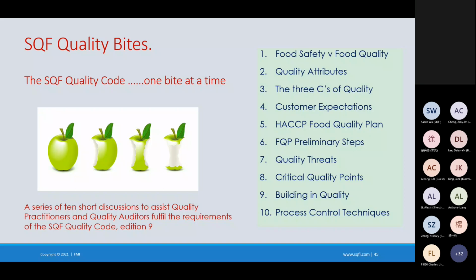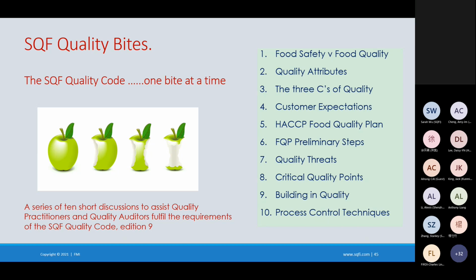And the list of 10 is indicated there: food safety versus food quality, quality attributes, the 3 C's of quality, customer expectations, HACCP food quality plan, preliminary steps in the food quality plan, quality threats, critical quality points, building in quality process control, and process control techniques. These will be short 3 to 4 minute videos.